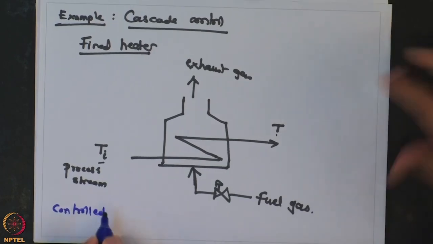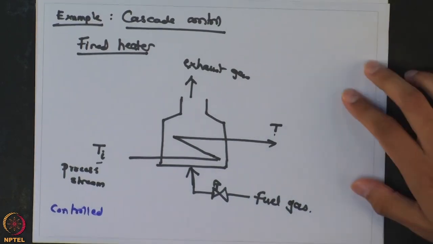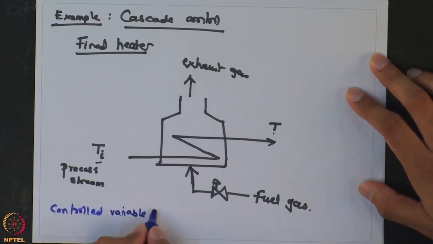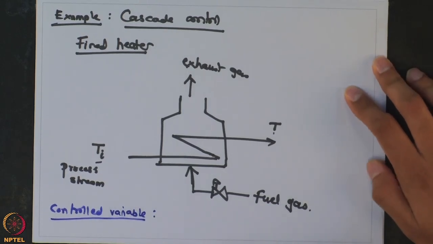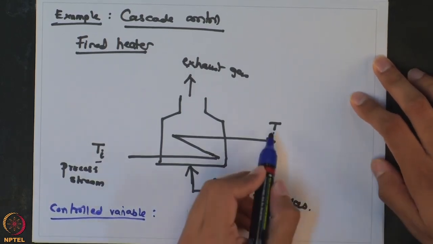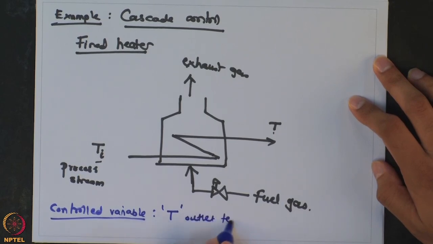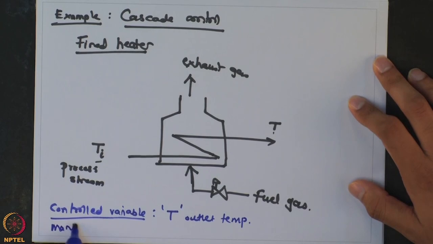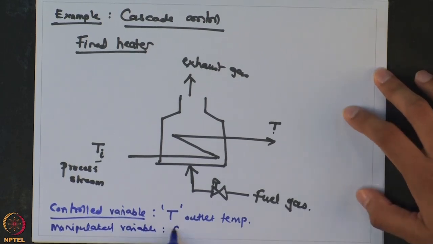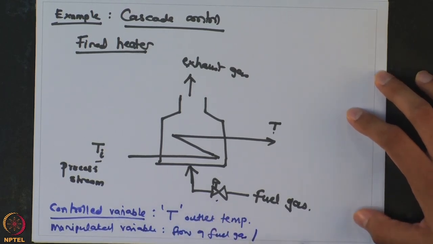If you apply the principles from last week, here the primary controlled variable will be the thing for which this particular unit is set up, that is to raise the temperature of the stream to temperature T. So the controlled variable is the outlet temperature. And the manipulated variable is the flow of fuel gas, which will be done through the manipulation of the valve.